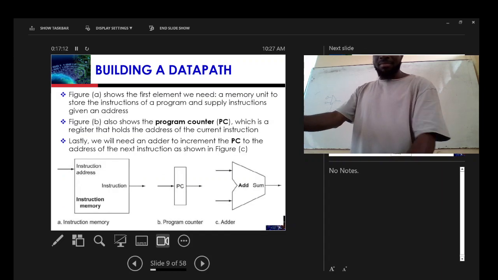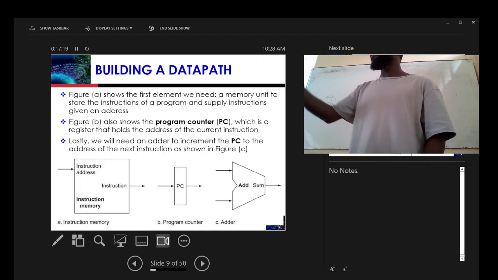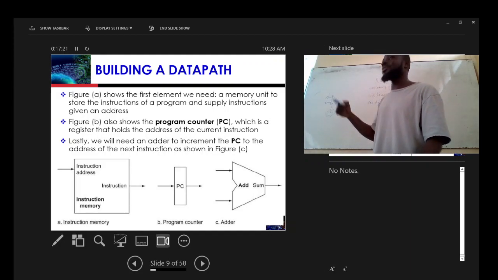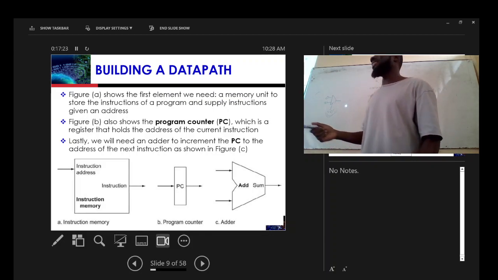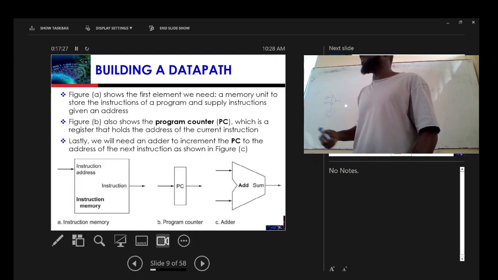Alright, so now let's go through the data path. As I said, the data path consists of some parts, including the instruction memory. You guys know what it does. Let me start from here, just to refresh your memory.